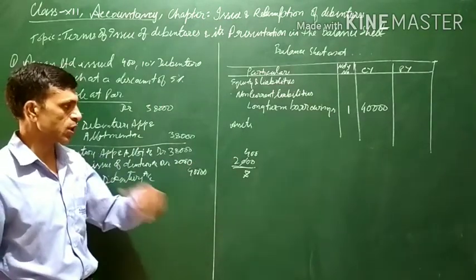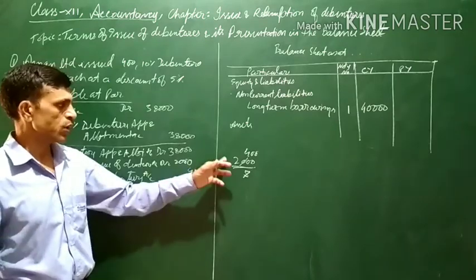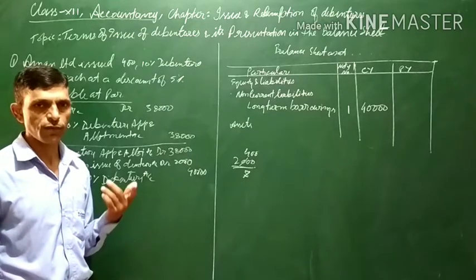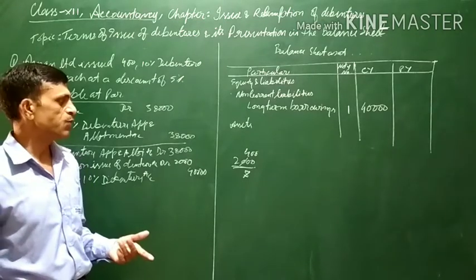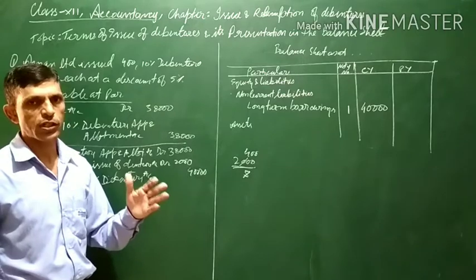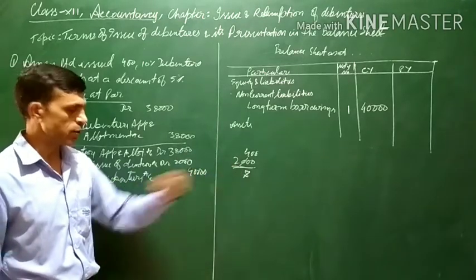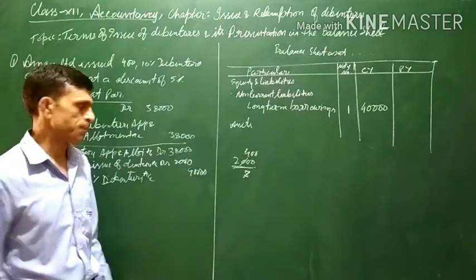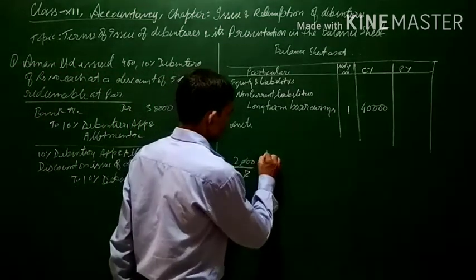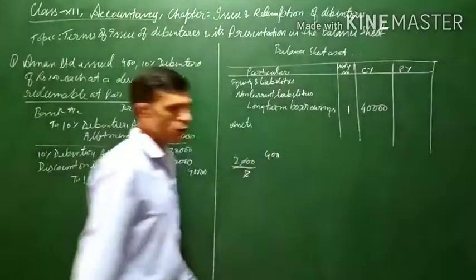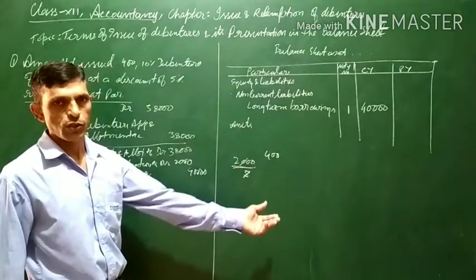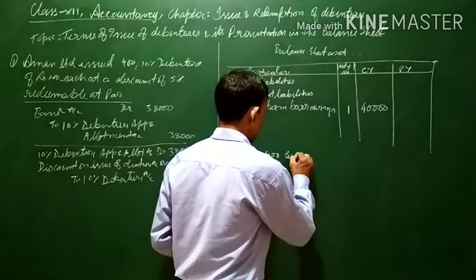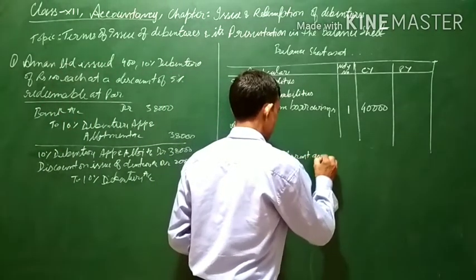In the 5 years total 2,000 will be written off, because the discount will have to be written off out of the statement of profit and loss, and this will be written off during the lifetime of the debenture, and we are assuming that the lifetime of the debenture is 5 years. So every year 400 will be written off. Now, out of this 2,000, 400 will be written off during the next 12 months. So this will be considered as current assets.